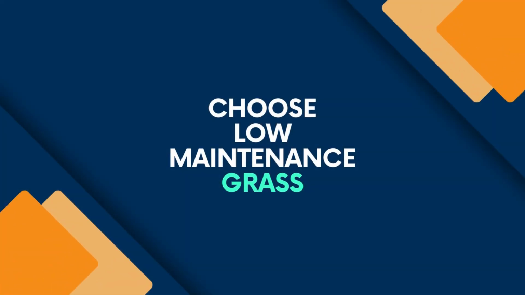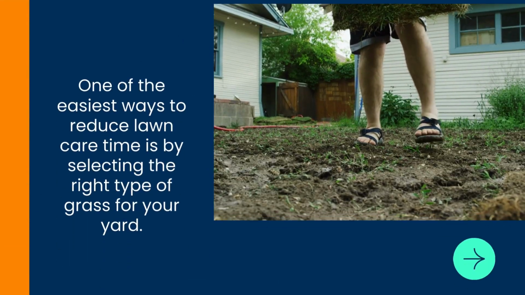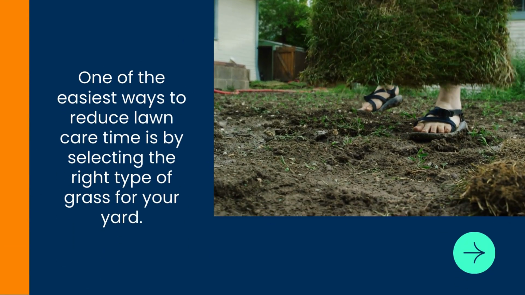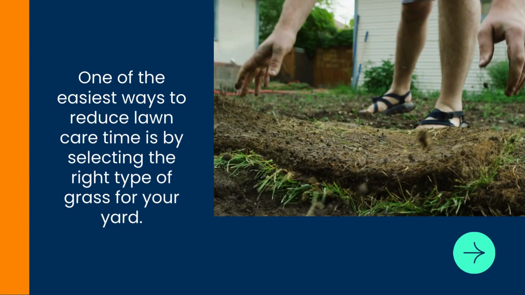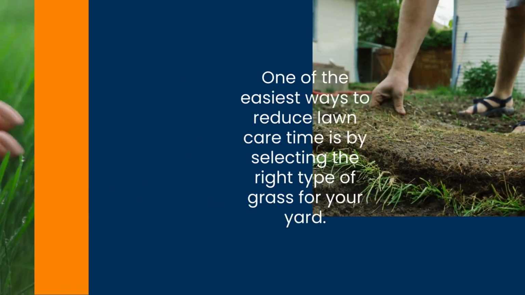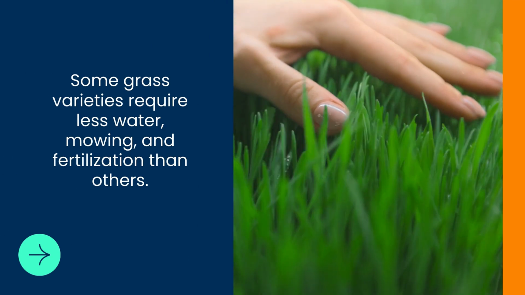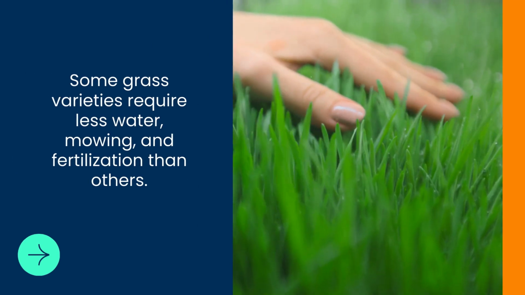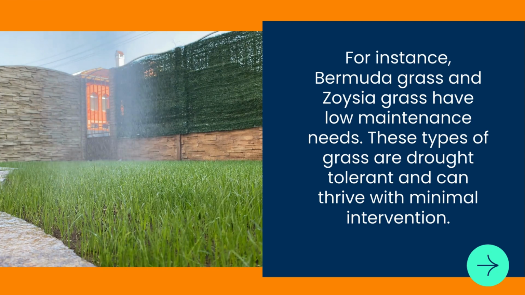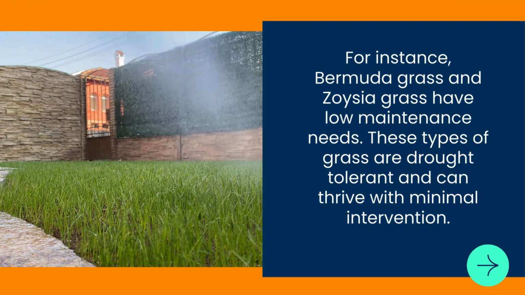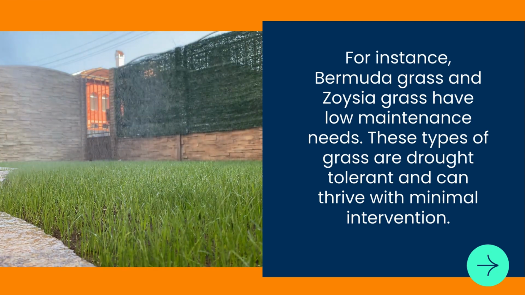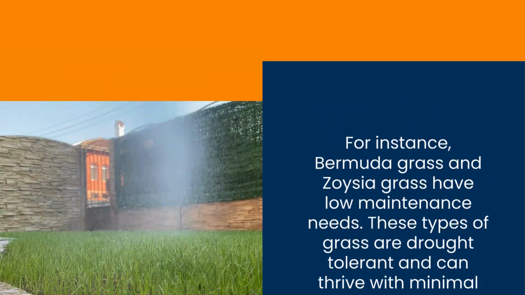Choose low-maintenance grass. One of the easiest ways to reduce lawn care time is by selecting the right type of grass for your yard. Some grass varieties require less water, mowing, and fertilization than others. For instance, Bermuda grass and zoysia grass have low maintenance needs. These types of grass are drought tolerant and can thrive with minimal intervention.